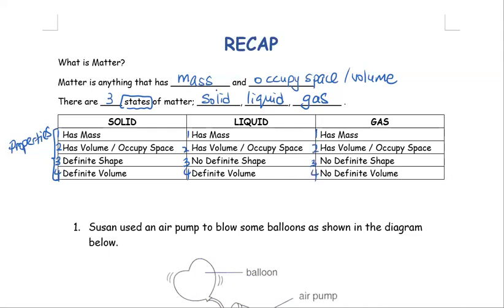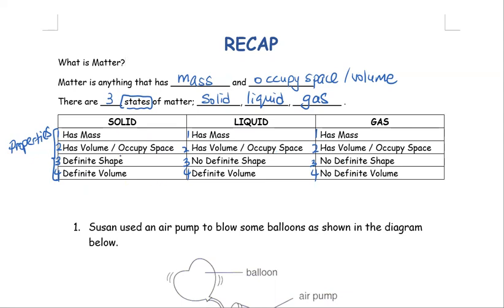All right, solid has mass, has volume. You see the first two, every solid, liquid, and gas has the same property, because solid, liquid, and gas are all matter. So they will all have mass and they will all have volume, or they occupy space. But the third and fourth properties will differ.